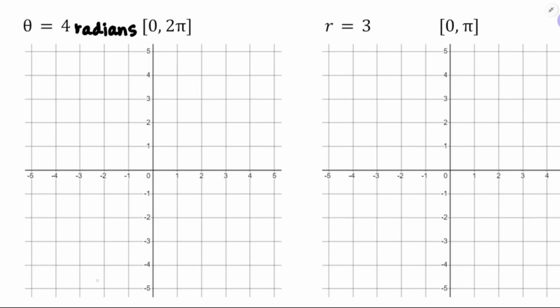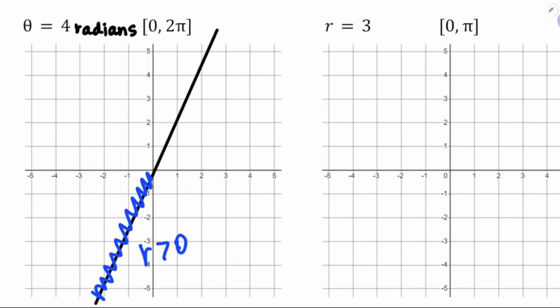And, I don't know exactly, I don't like how this is a grid, so I don't really know where it's supposed to go, but something to that effect. This is the part of the graph where r is greater than 0, and this would be the part of the graph where r is less than 0.